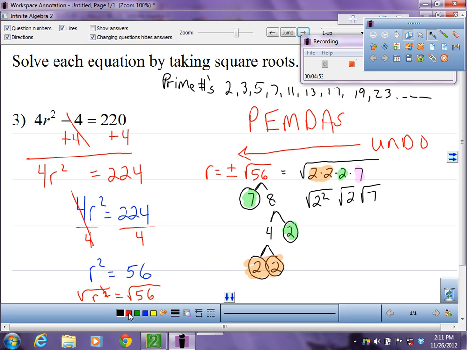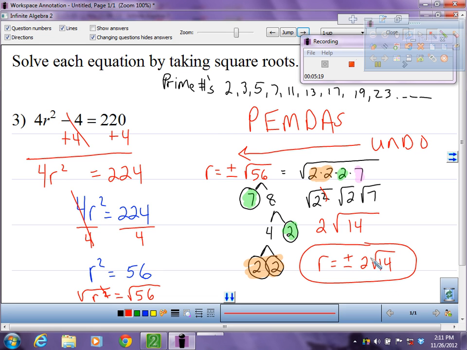So all that did is it helped me because with this pair, I can cancel that square and the square root, leaving me the 2 outside. These two stay inside, so 2 times 7 is 14. And that's pretty much all you can do. So this is r equals plus or minus 2 square root of 14. And I have simplified my square root of 56. The square root of 56 is the same thing as saying 2 square root of 14.